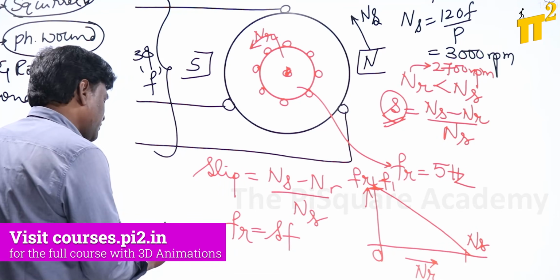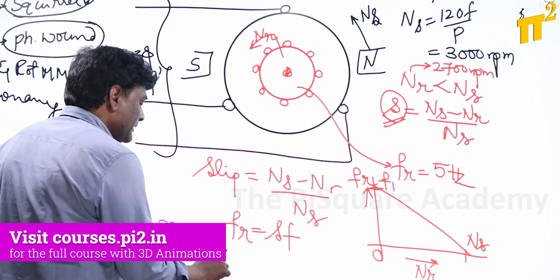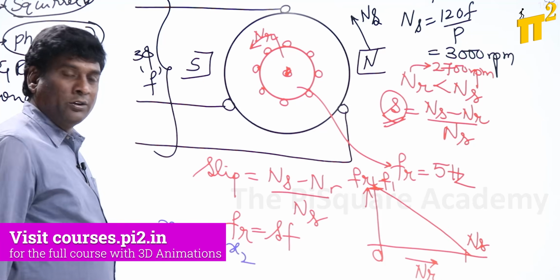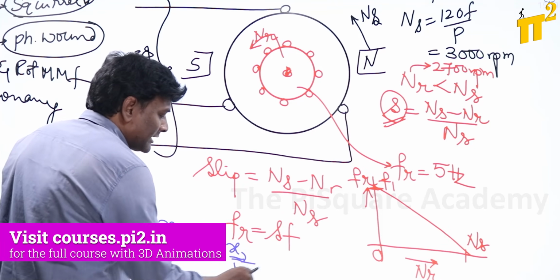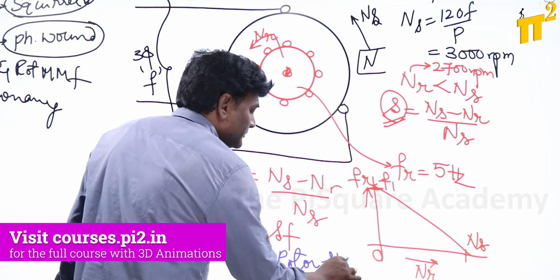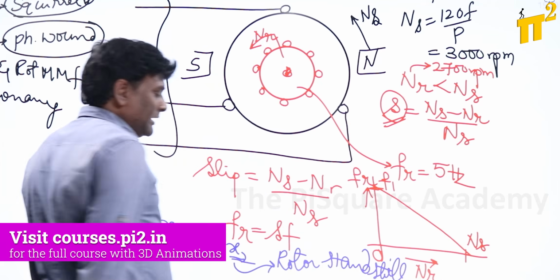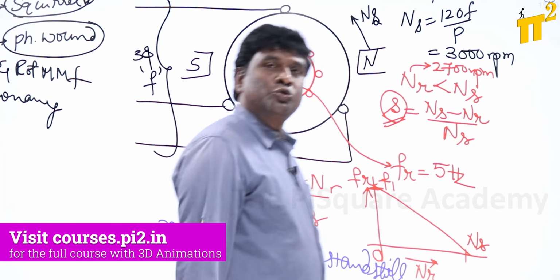So let me think of the rotor reactance. Rotor reactance is going to be s times X2. What is this X2? X2 is the rotor standstill reactance. Because the frequency is reduced, the reactance also should be reduced.